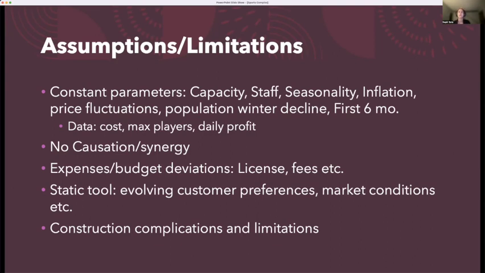Additionally, I'm assuming the entire cost, max player numbers, and daily profit are really accurate. For example, for the cost, I'm assuming that's the best cost we can get in the area, but that's not necessarily true. So are we really maximizing daily profits if we haven't looked at other construction companies and so forth? The next bullet is no causation or synergy.